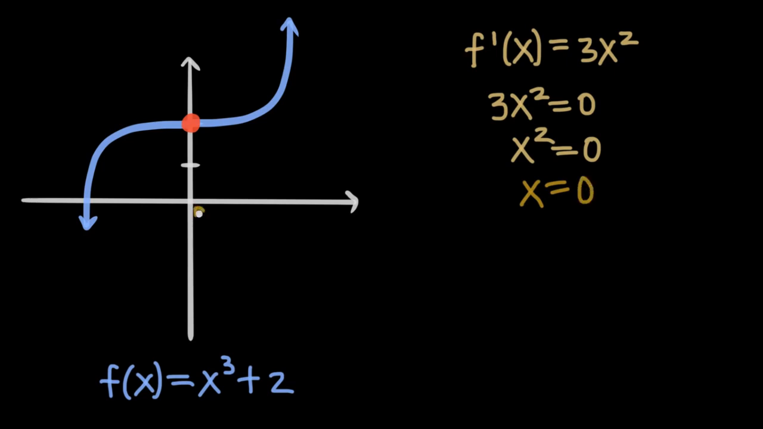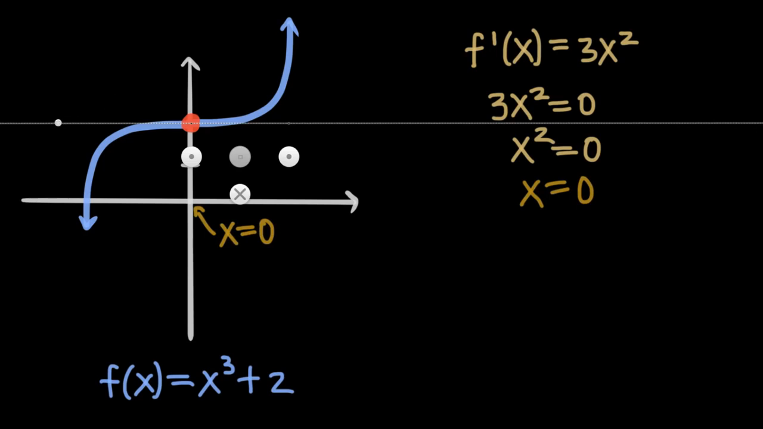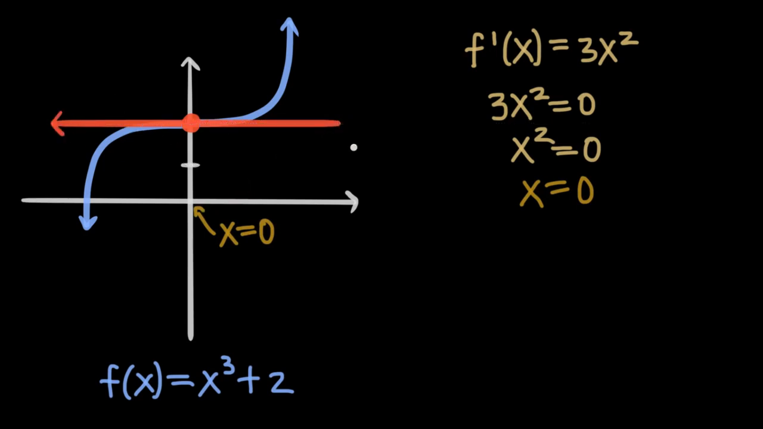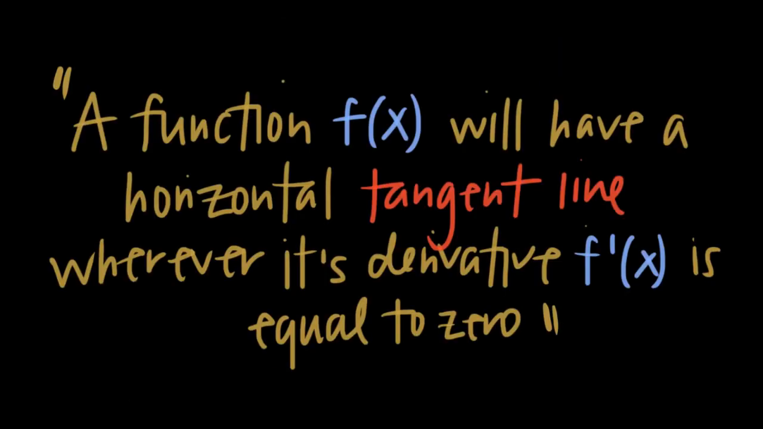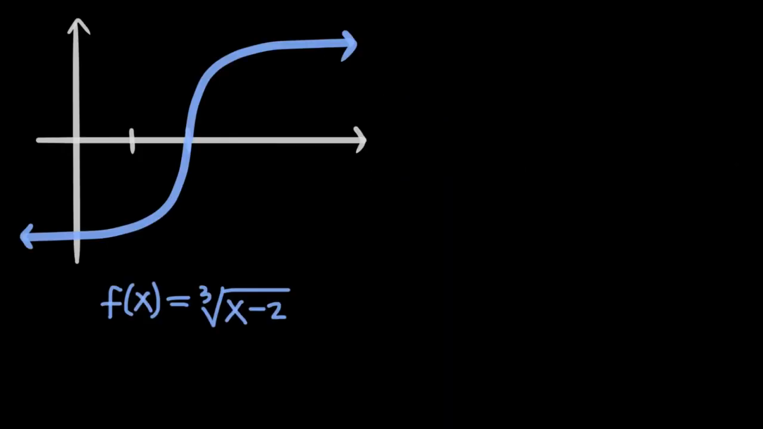The derivative at a point will be equal to the slope of the tangent line at that point, and a tangent line with slope 0 will be totally horizontal and therefore parallel to the x-axis. So a function will have a horizontal tangent line anywhere where its derivative is equal to 0. A vertical tangent line, on the other hand, aligns with a point on the curve at which the slope is infinite or exactly vertical. This function, for example, appears to have a vertical tangent line here.